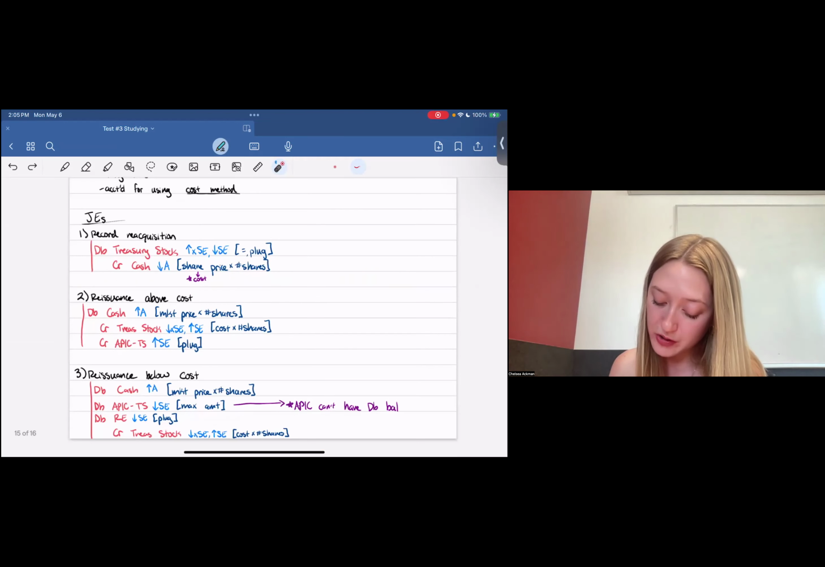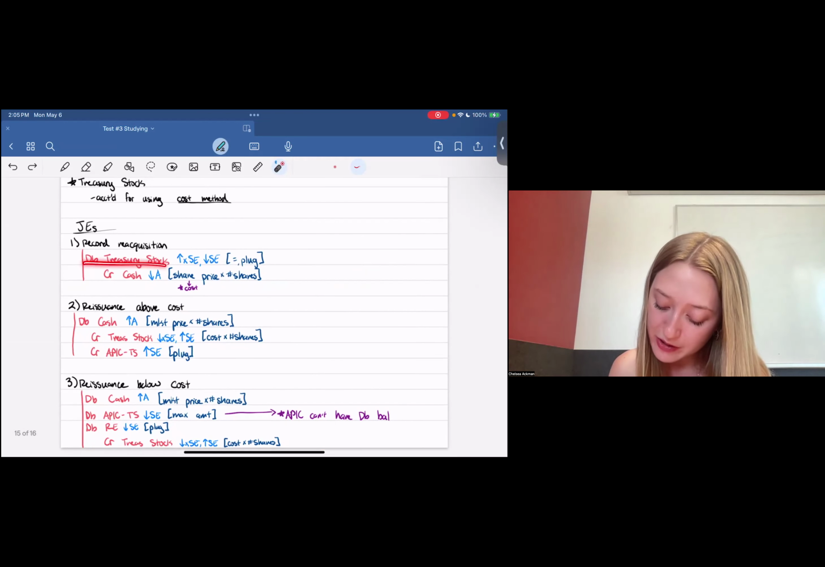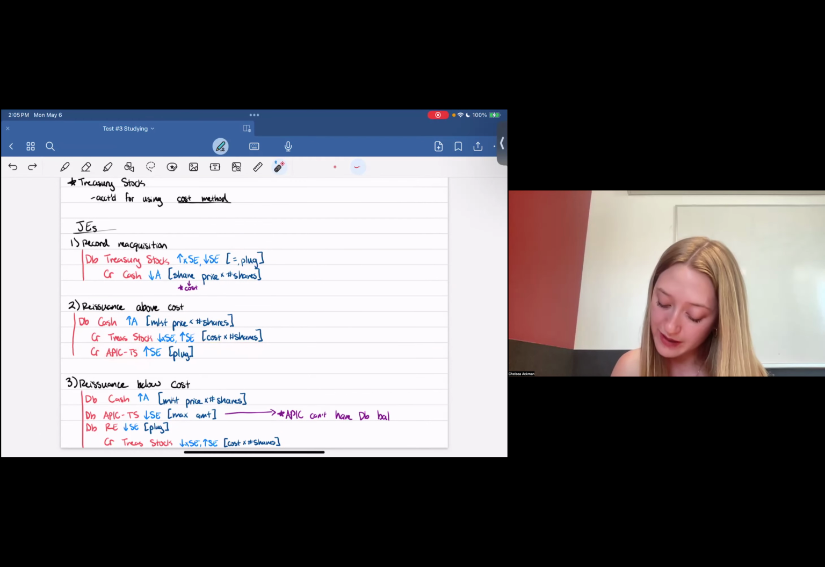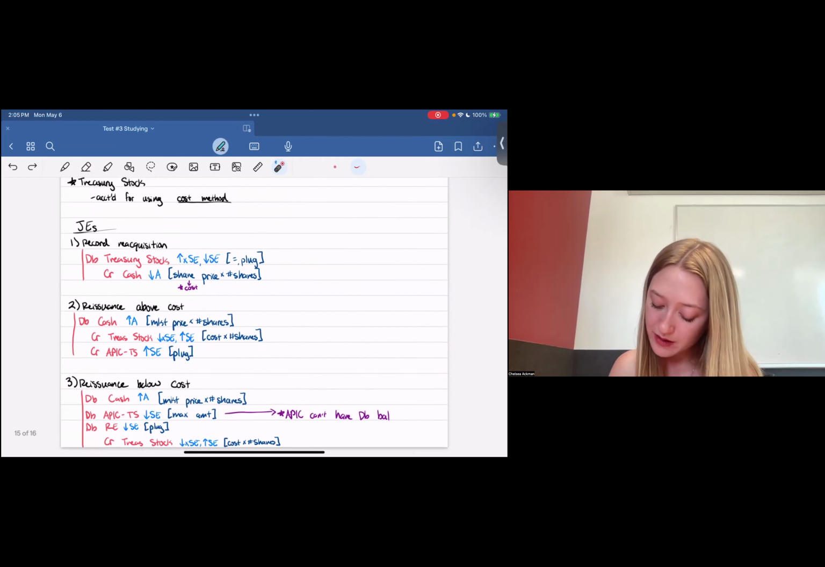And then for treasury stock, when we're reacquiring, we debit treasury stock and credit cash. The credit to cash is the share price times the number of shares, and then we just plug that in to get our debit. A reissuance above cost, we debit cash for the market price times the number of shares, credit treasury stock for the cost times the number of shares, and credit additional paid-in capital at that plugged amount.